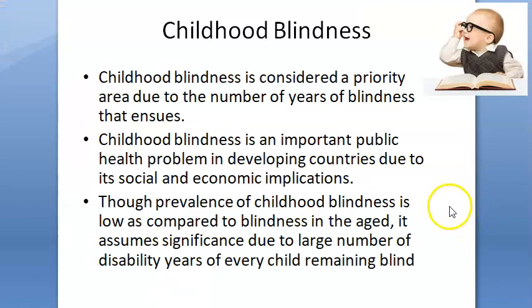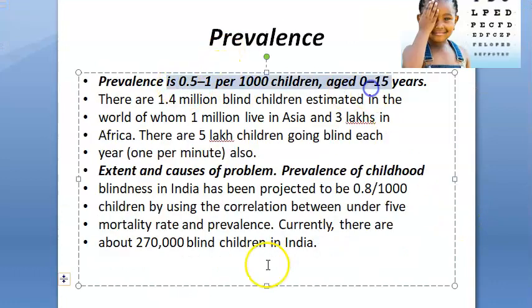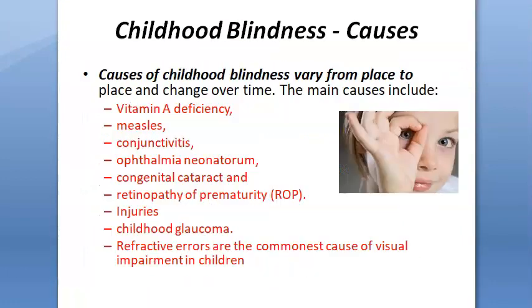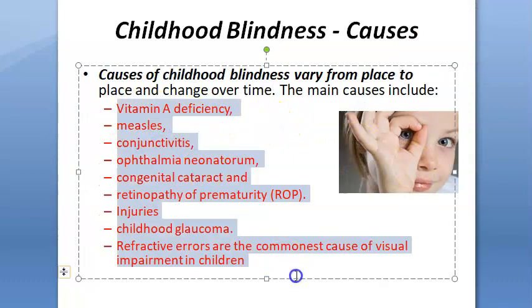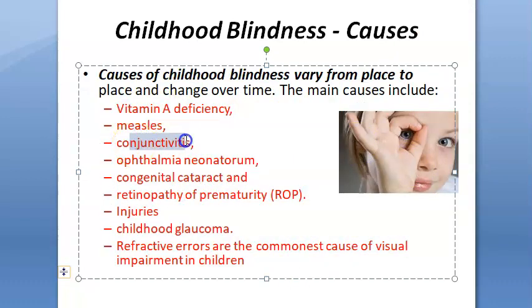Last question, childhood blindness. Childhood blindness, we have already seen. What have you seen? What is the prevalence? We have seen 1 in 1,000 children like that. So what are the causes? You should write this. This is what they're looking for. Vitamin A deficiency, measles, conjunctivitis. Just go anatomically, you will get a lot of things. Conjunctivitis, ophthalmia neonatorum is conjunctivitis again.